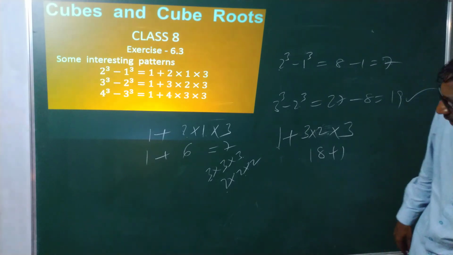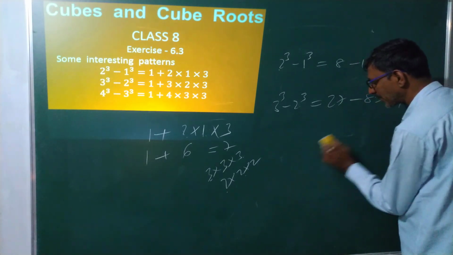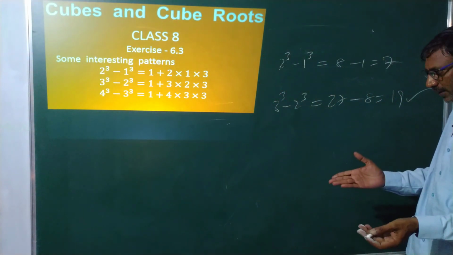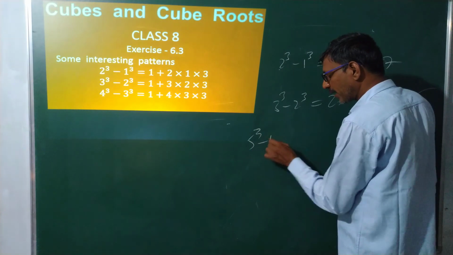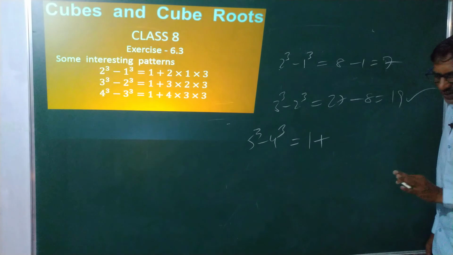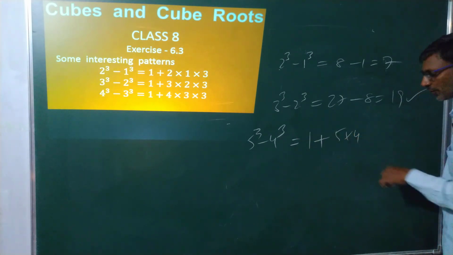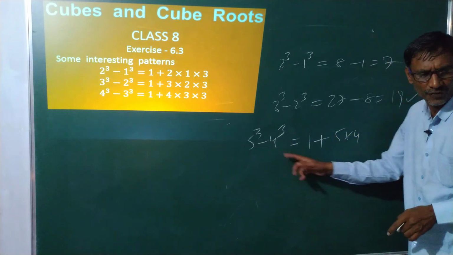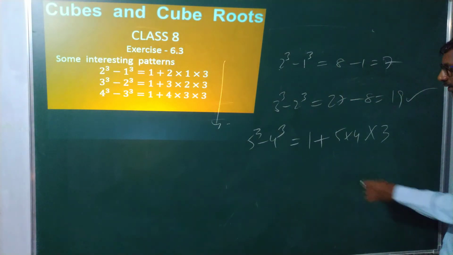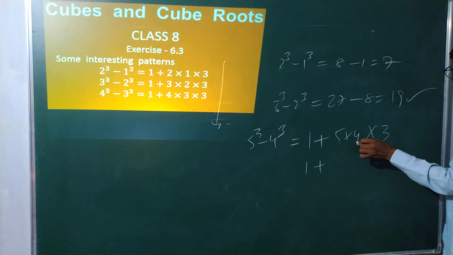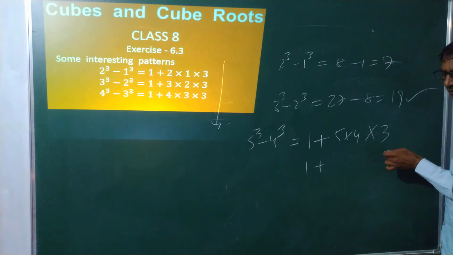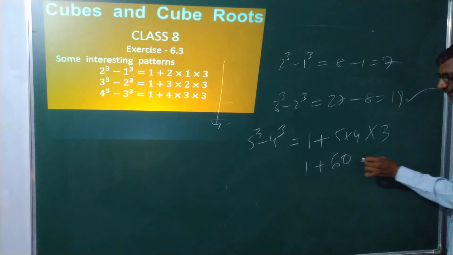Suppose if I have some consecutive cubic numbers, their difference. Suppose I take 5 cube minus 4 cube. Always 1 plus 5 into 4 into 3 always. 1 plus 4 fives are 20, 20 threes are 60. That is equal to 61.